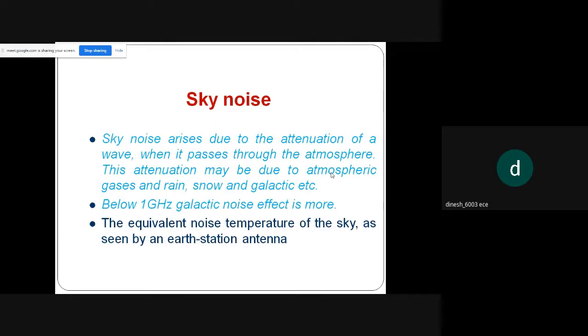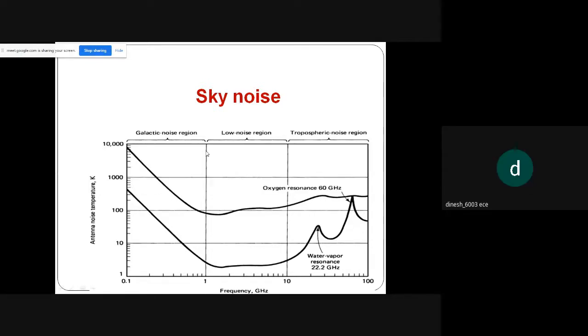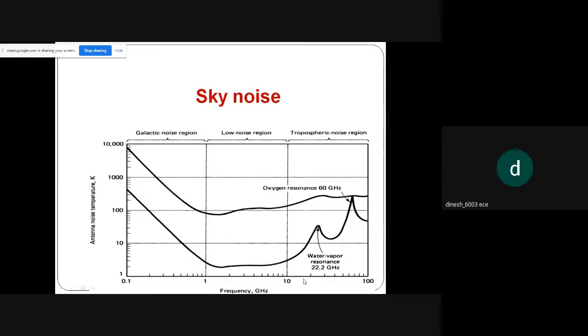The equivalent noise temperature of the sky is as seen by the Earth station antenna, so we are calculating with respect to that. So this is sky noise. You can see the galactic noise region, low noise region, and the tropospheric noise region, divided by frequency in gigahertz. Up to 1 gigahertz, we get the galactic noise region, and the antenna noise temperature can vary up to 10,000 Kelvin.